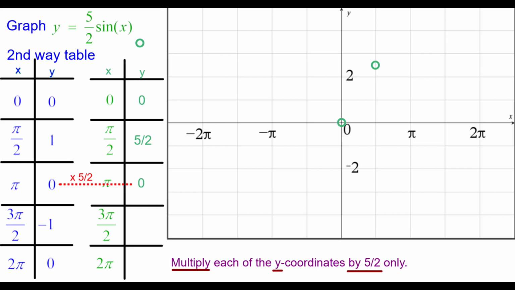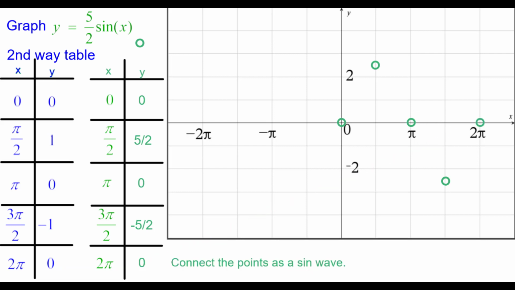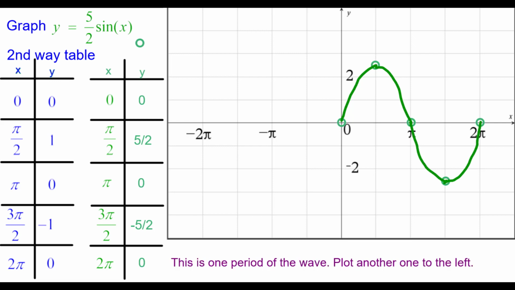0 times 5 halves again is 0, so pi, 0. Negative 1 times 5 halves is negative 5 halves. So right 3 pi over 2, down 5 halves to negative 5 halves. And 0 times 5 halves is 0, 2 pi comma 0. Connect the points as a sine wave, concave down, concave up. This is one period of the wave, so let's plot another one to the left.